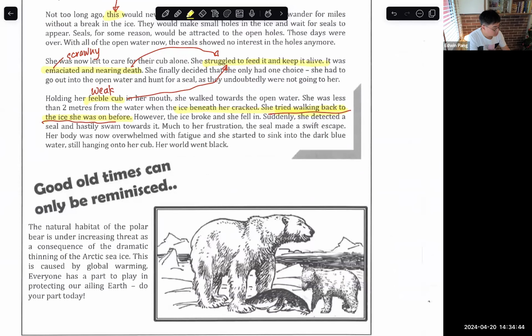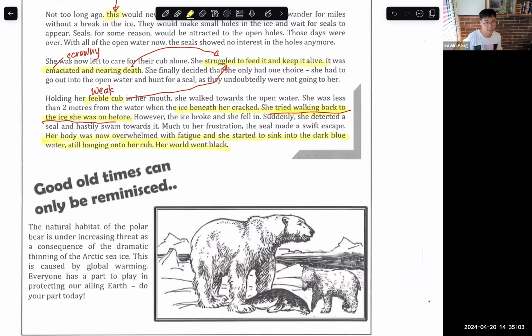Okay, so her body was now overwhelmed with fatigue. She started to sink into the dark blue water, still hanging onto her cup. So her cup and her are together. She's holding onto the cup with her mouth, and the both of them sink into the dark waters, and then the world goes black. Obviously, death, right? Okay, death by what? Death by drowning.